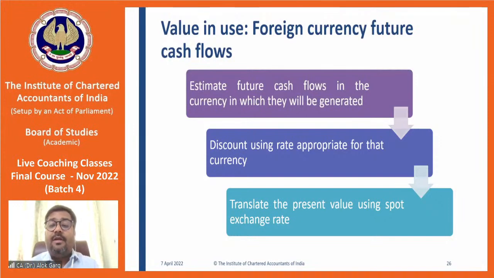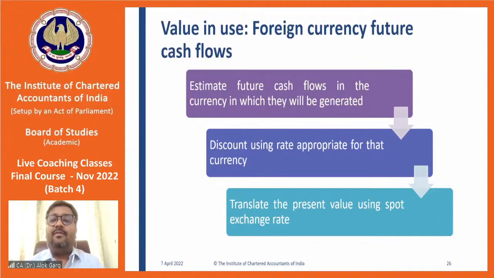Why? Because the discount rate, the interest rate, varies from one country to another country. In India, you are getting a loan at 8% or 9%. In Abu Dhabi or in UAE, you are getting a loan at 4%. In USA, you are getting a loan at 3% or 4%, right? So the interest rate is different from one country to another country. So guys, the standard says that for calculating value in use, you have to estimate the value in use in the same currency in which it is generating. You have to apply the discount rate relating to that territory or that currency, right? And after that, you need to translate the present value using the spot exchange rate, right?